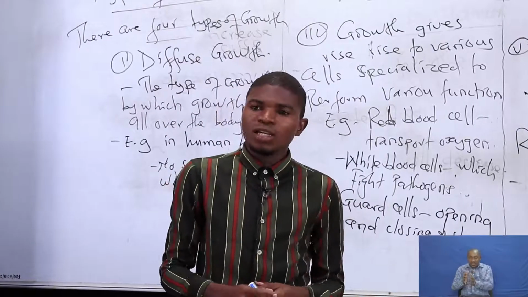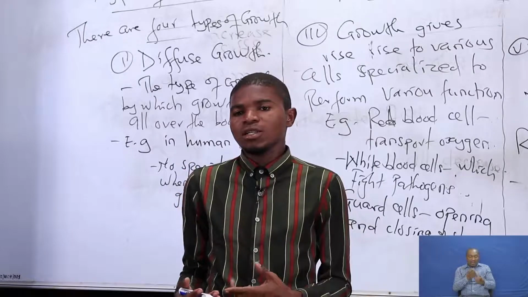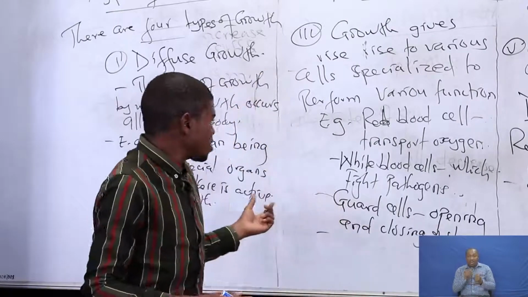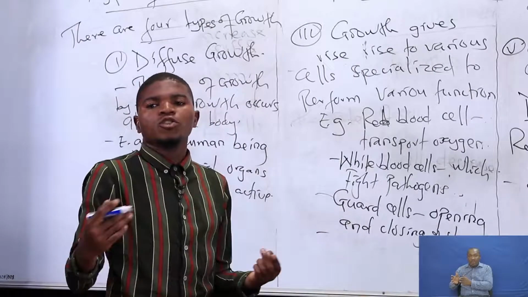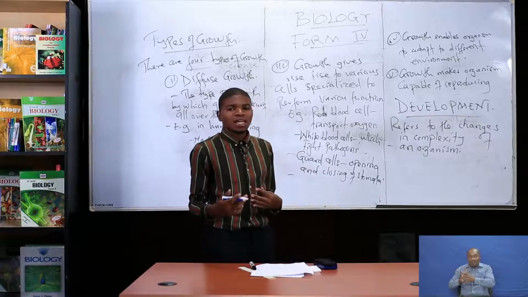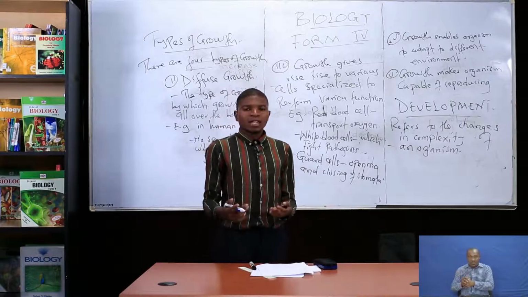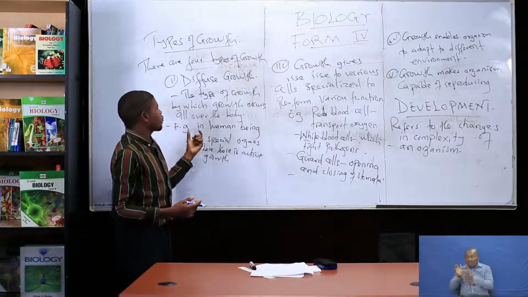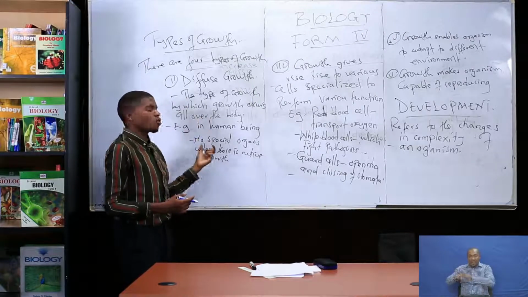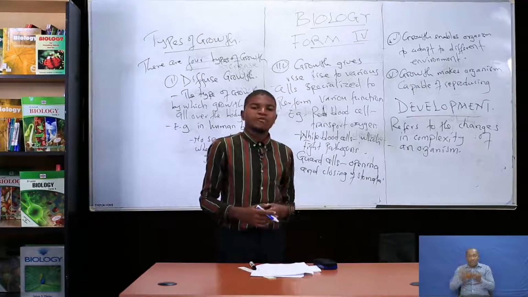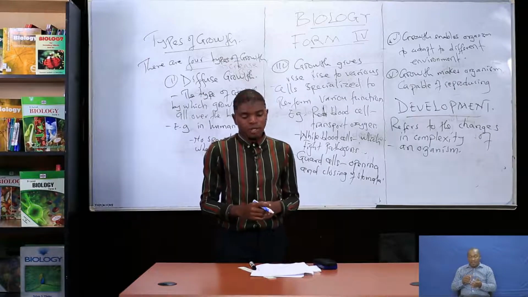Or we cannot say in human legs, or in human hands, there is active growth. The very active dividing cells are not found only in human hands. That's why we say diffuse growth is a type of growth which occurs all over the body. So we can say every part of a human being is involved in the growth of that human being.